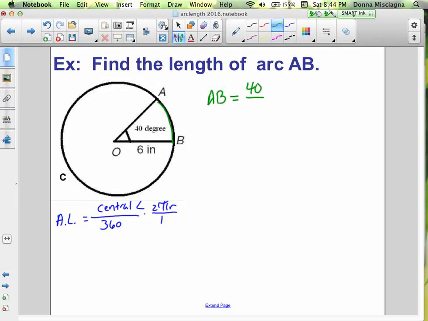And the arc is the same in degrees, right? This is also 40 degrees. So if we were given the measure of the arc in degrees, that's fine too, because the central angle and the arc are exactly the same. So 40 over 360 times 2 pi, and then the radius is 6 inches. And all over 1.